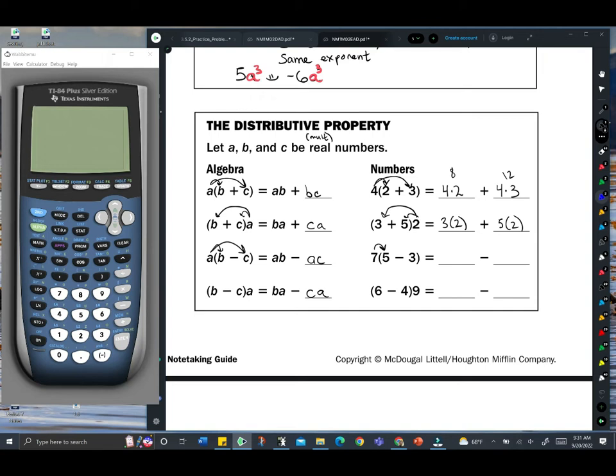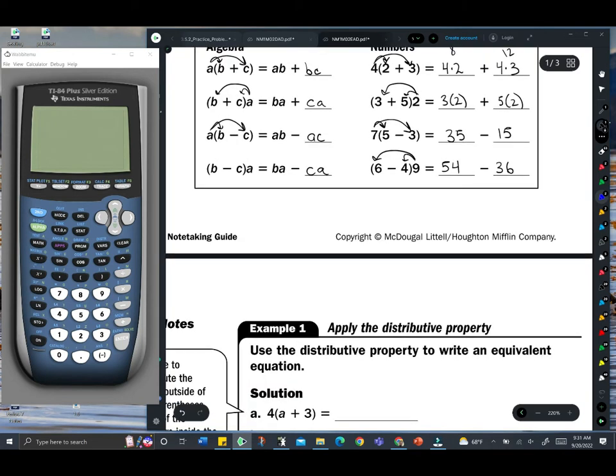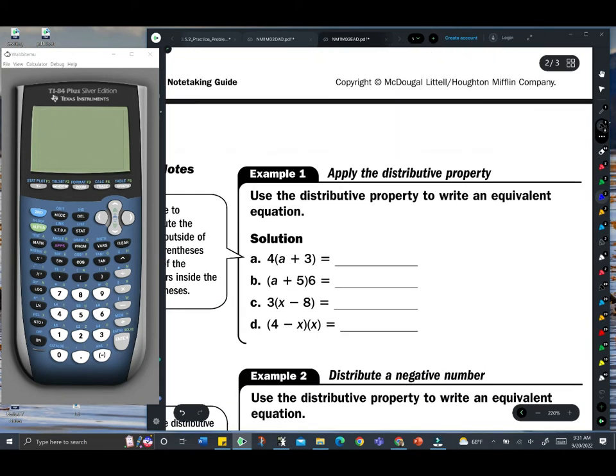Now when you distribute, what you might see me doing is 7 times 5 is really 35, and times negative 3 is really negative 15. So you might notice something like that going on. 9 times 6 is 54, and 9 times 4, 36. So that is the process of distributing. It's going to be very big in what we do next.